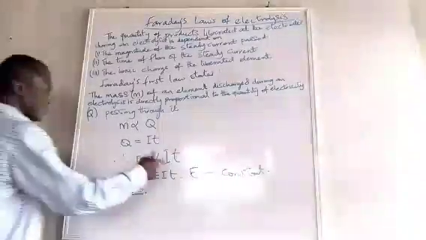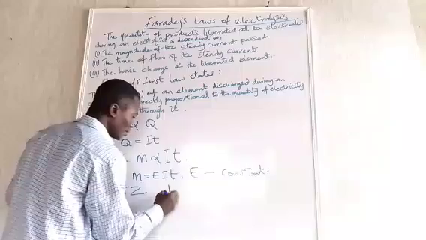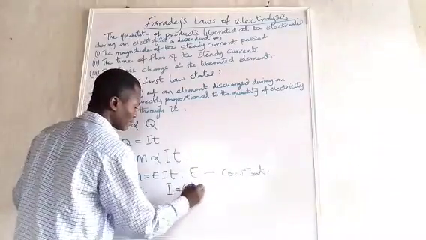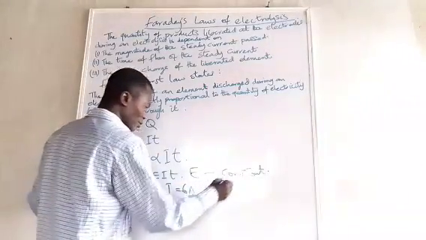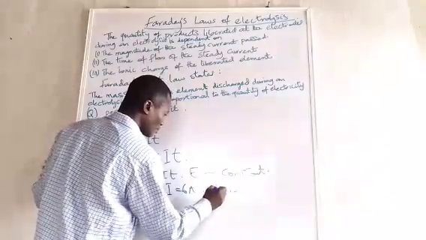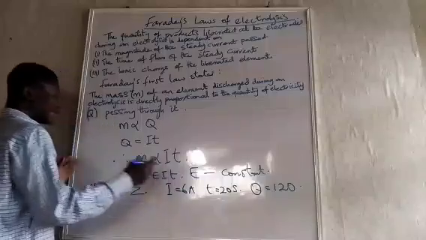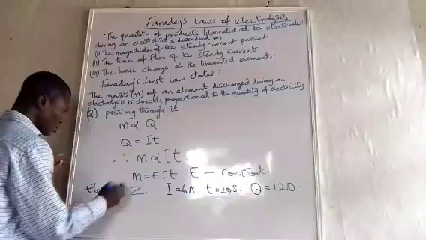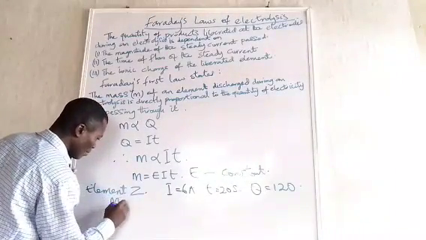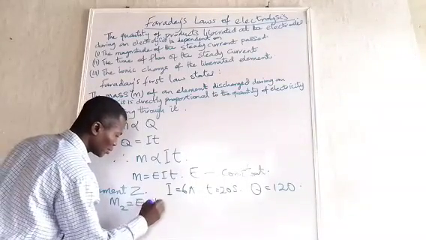Now, since E is constant, let's say current I is equal to 6 amperes, and it passes for a time of 20 seconds. So Q is equal to 120 coulombs. Let's say the mass discharged is M. So the mass of Z, M1, is equal to E times 120.